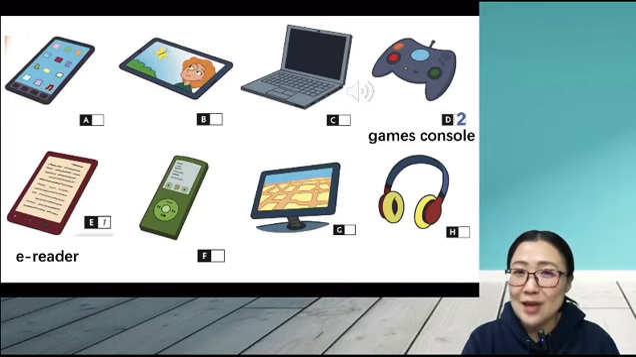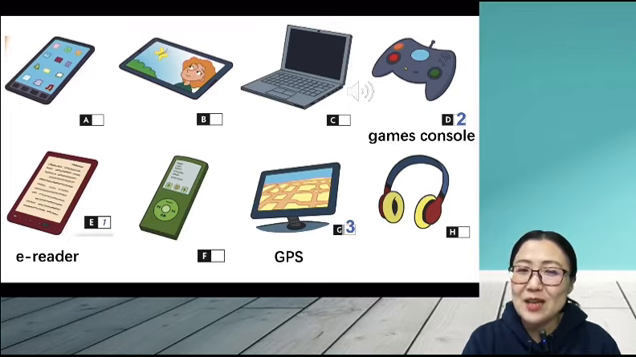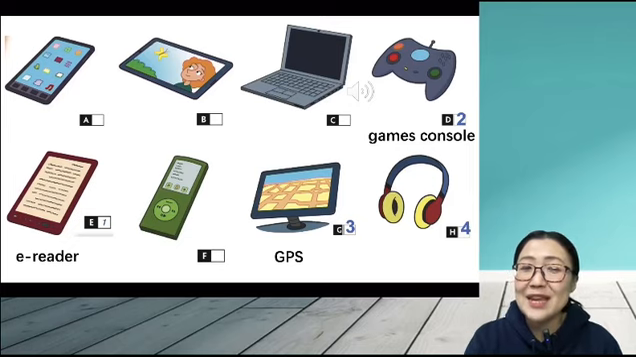What about the next one, number 3? GPS, right? So which one is GPS? That's G. So we use GPS when we want to find our way. GPS is the satellite positioning system, or navigation, right? So, GPS. What about number 4? Number 4, we use headphones to listen to music, right? So we can say headphones.